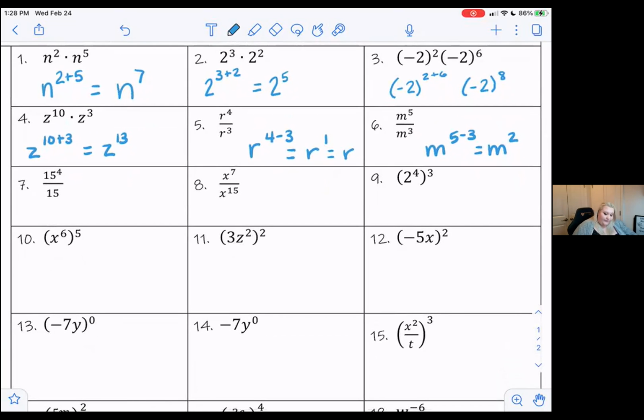15 to the fourth over 15. So we're going to do 15 to the fourth minus 1. If you don't see 1, we can see that invisible 1 sitting right there. So 15 to the fourth minus 1 would be 15 to the third.